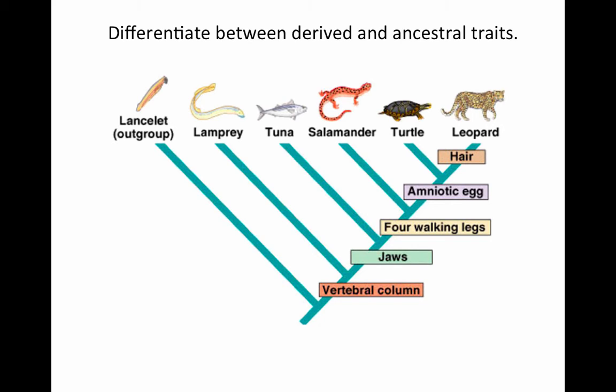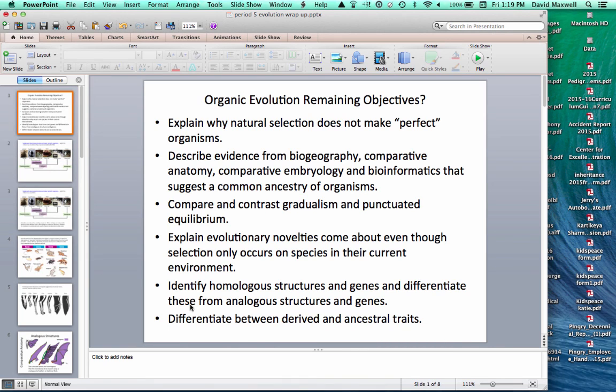The last piece is to differentiate between derived and ancestral traits. You can look at a particular group of organisms here, and you can say that hair is the most derived trait that separates out leopards here, whereas for turtles and leopards, the amniotic egg is an ancestral trait. But again, the amniotic egg is also a derived trait for all tetrapods, who all have 4 legs. And jaws are a derived trait for all the fish, which include lampreys, which don't have jaws. And so the difference between a derived and ancestral trait is one of comparison. And those really are the main things that we have not covered.